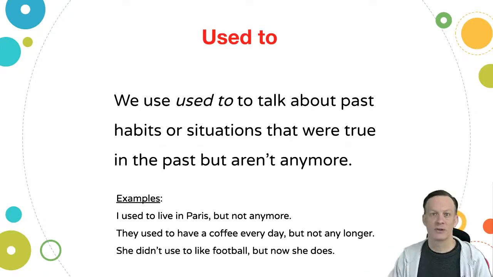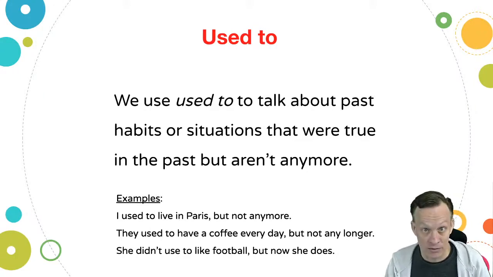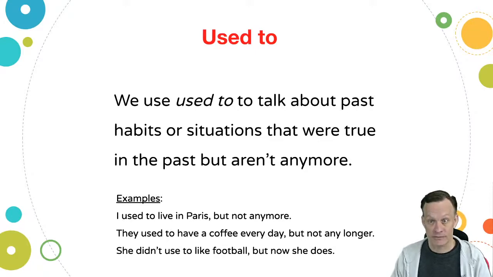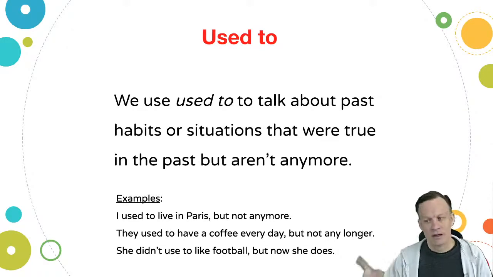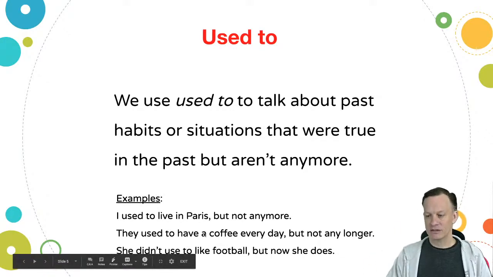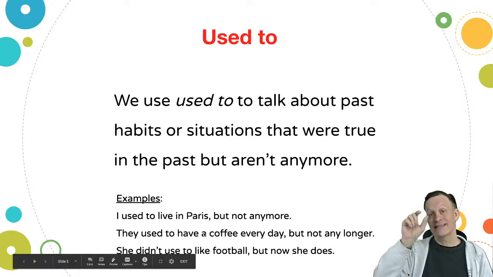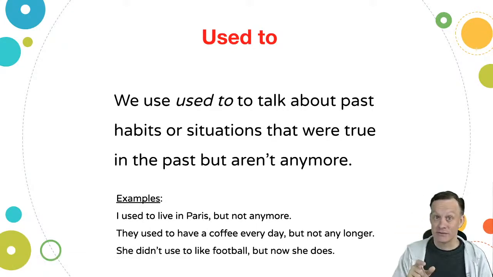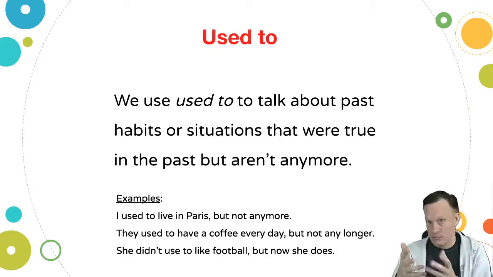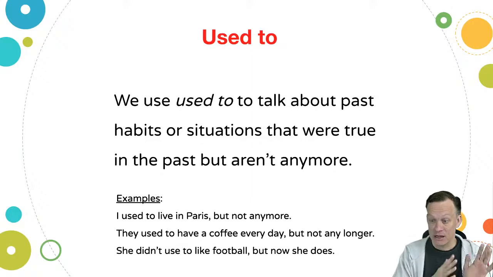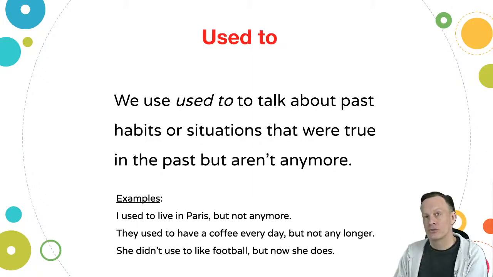I used to live in Paris, but not any longer. They used to have coffee every day, but not anymore. They've stopped having coffee. She didn't used to like football, but now she does. Now, ojo, if you look, didn't used to, in the negative, we use didn't, past simple, she didn't, used to, use without the D, no D. She didn't used to like football, but now she does. Pero ahora sí. But now she does.